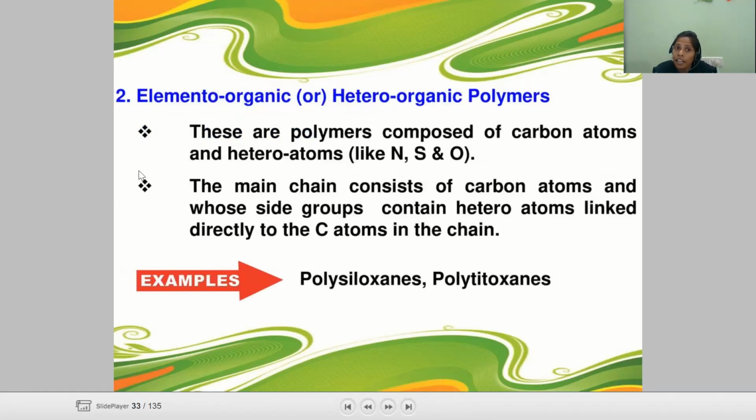And the next one, elemento-organic or heteroorganic polymers. These are polymers composed of carbon atoms and heteroatoms. What is meant by heteroatom? Either nitrogen, sulfur or oxygen. Along with carbon, we have either nitrogen, sulfur or oxygen. Such type of polymers are called heteropolymers. And the main chain consists of carbon atoms and whose side groups contain heteroatoms linked directly to the carbon atoms in the chain. That is elemento-organic. Examples are polysiloxanes and polytitanoxanes. These are not part of our syllabus here.